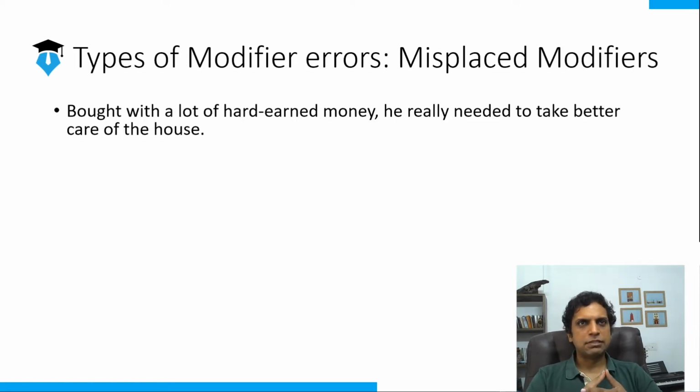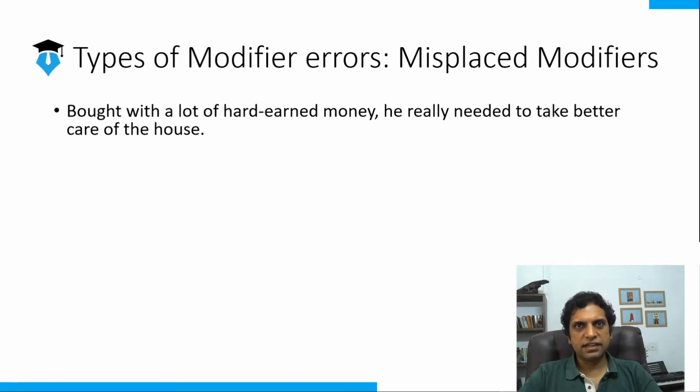So let's look at some examples. Misplaced modifiers. Once again, I will reiterate, nobody is ever going to ask you what is a misplaced modifier. This is just stuff you need to understand. You don't need to memorize the definitions themselves. So let's take an example here. Bought with a lot of hard-earned money, he really needed to take better care of the house.